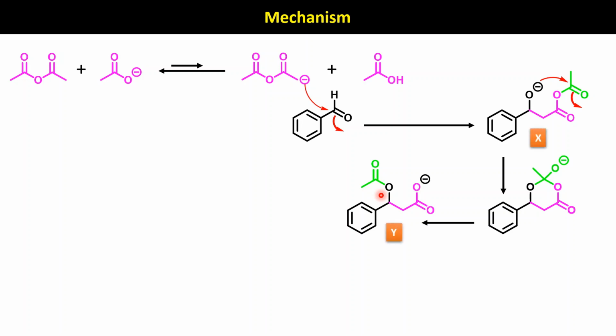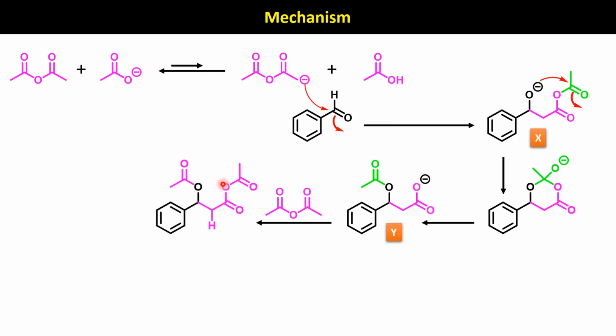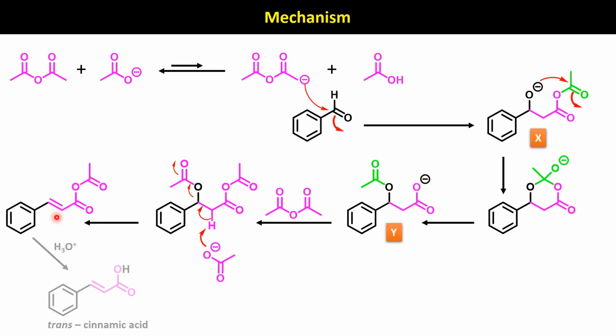Please note that in these two intermediates, X and Y, the acyl group has been transferred from this oxygen to this oxygen. As soon as the carboxylate is generated, it will immediately react with acetic anhydride to produce the anhydride of this compound. At this point, acetate anion will act as a base to trigger the beta elimination reaction, producing the anhydride of cinnamic acid. At the last step, hydrolysis of this anhydride produces trans-cinnamic acid.